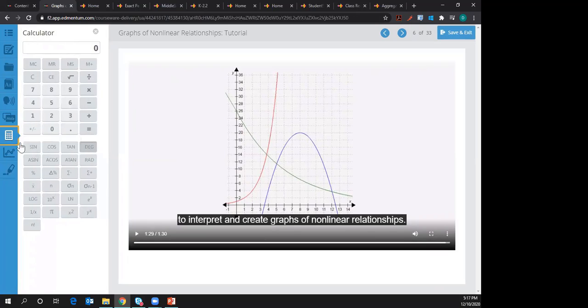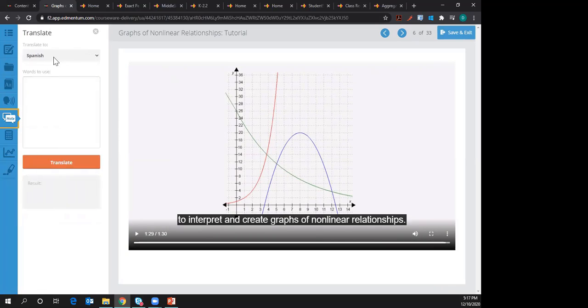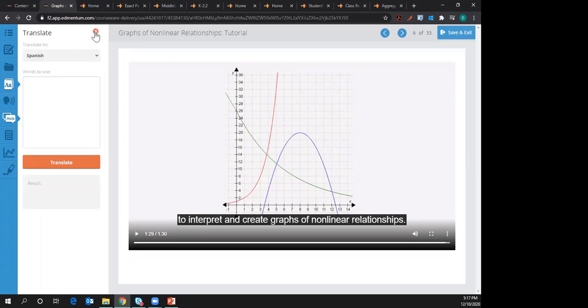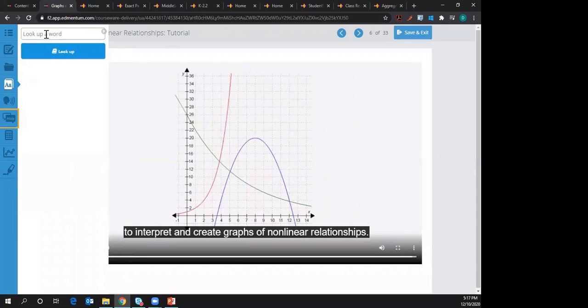I've got a calculator tool for work I'll need to do, a translator tool that translates to 19 different languages. This is one of those tools that helps out in that V to prime V2 correlation to make this content accessible to English language learners. A built-in dictionary as well. I can look up any word I want.